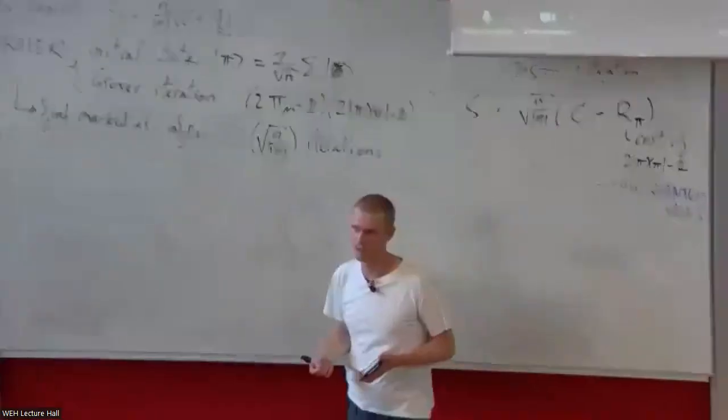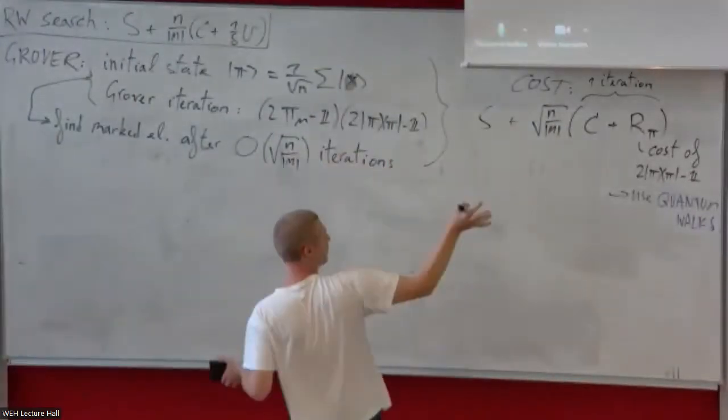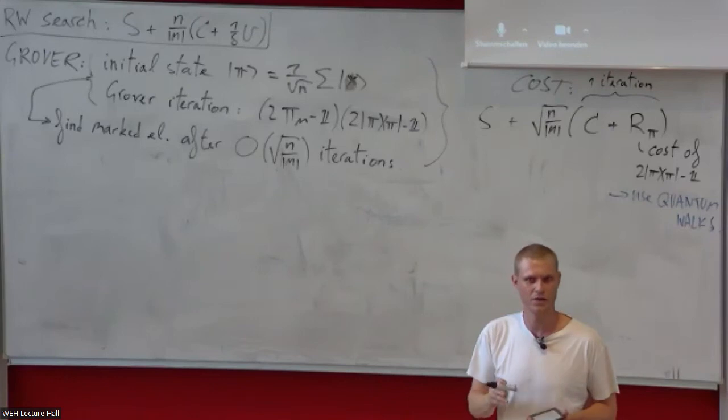So the cost of checking is there because you need to implement this 2 pi m. Exactly. Okay, cool. So you can do it exactly with the cost of classically checking, in some sense, if X is in M or not. Okay, any other questions?